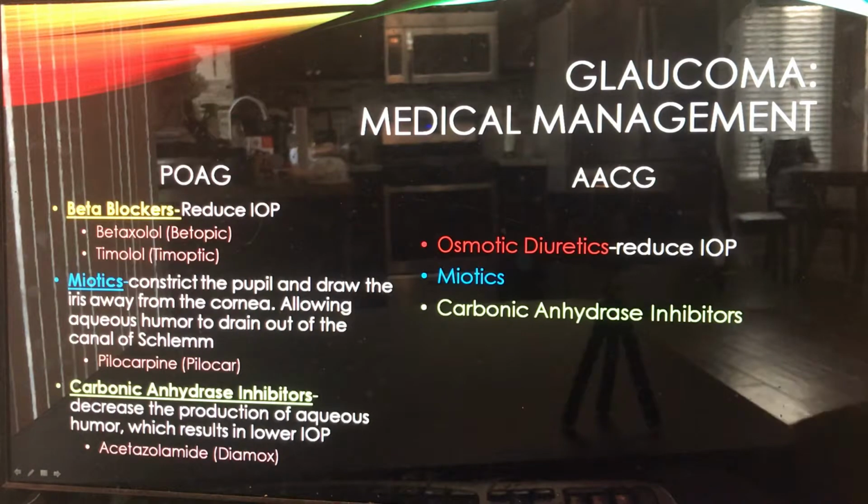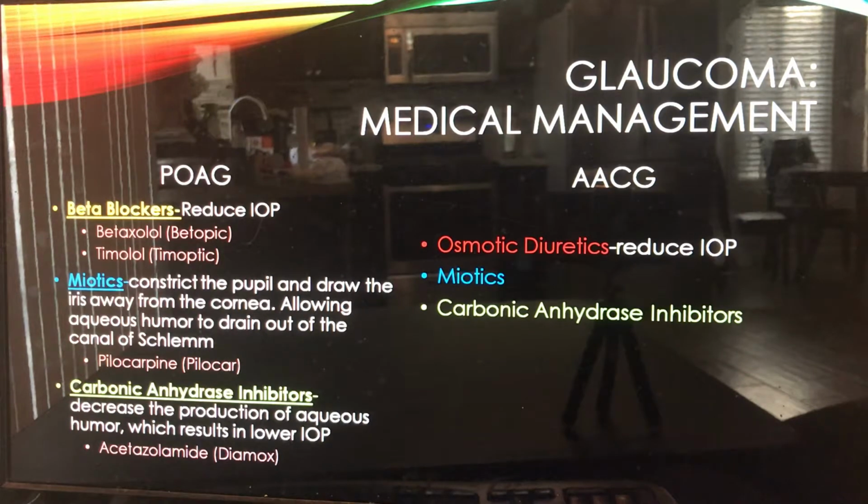Medical management. So with open angle glaucoma, there's 3 types. There's beta blockers, your miotics, and your carbonic anhydrase inhibitors. Your beta blockers, they're going to reduce the IOP. So you have your Betaxolol, your Timolol. You have your miotics. They constrict the pupil and draw the iris away from the cornea, allowing aqueous humor to drain out of the canal of Schlemm. So this is your Pilocarpine. And then your carbonic anhydrase inhibitor. This decreases the production of aqueous humor, which results in a lower IOP. So you have your Diamox.